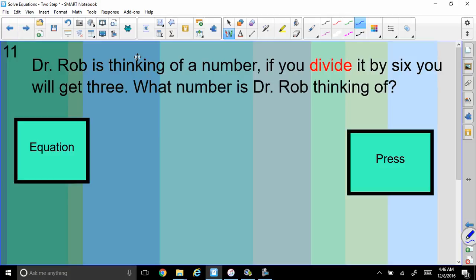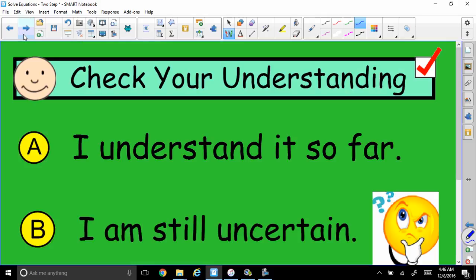Here's a question for you. Dr. Rob is thinking of a number. If you divide it by 6, you will get 3. What number is Dr. Rob thinking of? Give it a shot. I hope you understand everything that's going on so far. If we're going too fast, rewatch the video. Write down your questions, bring them in, and I'll be glad to answer them in the morning.